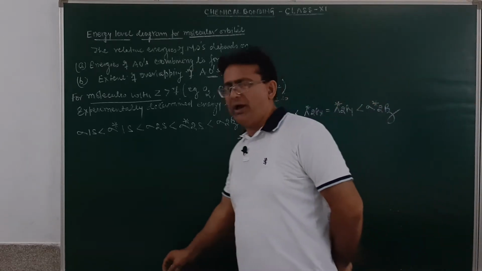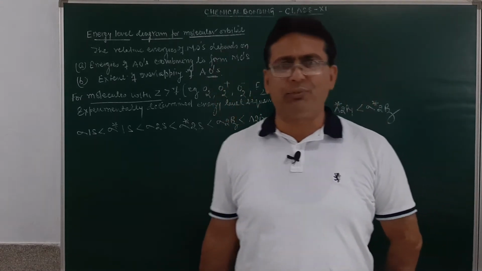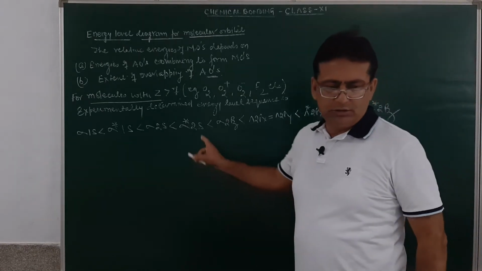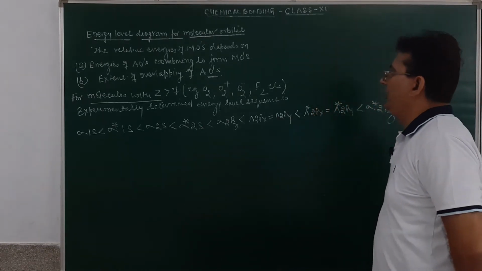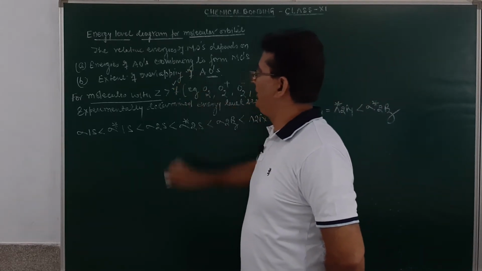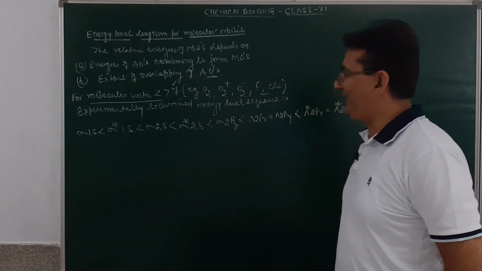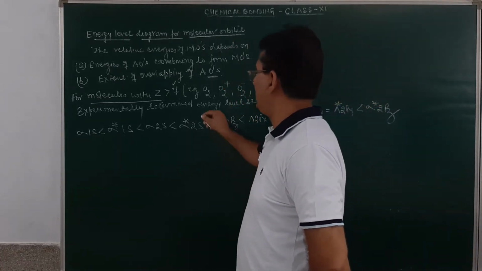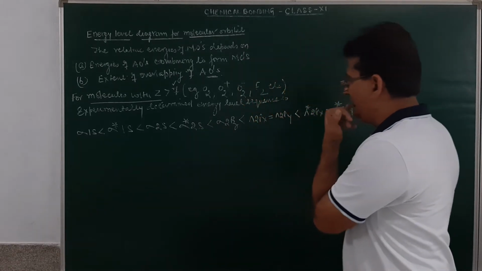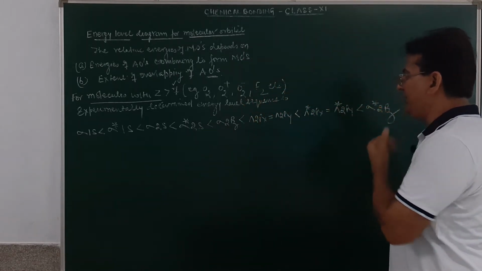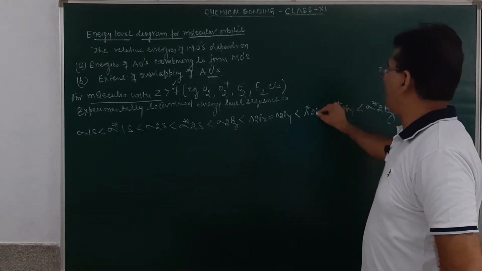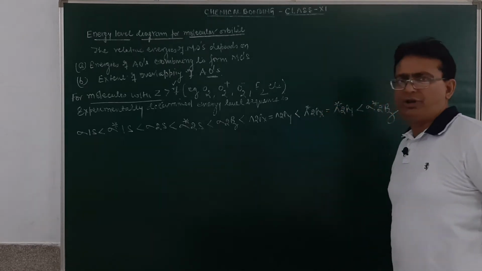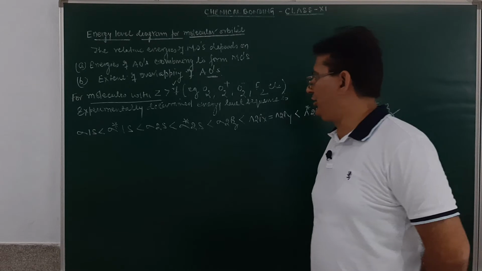So when the electrons are to be distributed in various molecular orbitals, this is the energy level sequence for molecules where the atomic number is greater than 7. Sigma 1s is less than anti-bonding sigma 1s. Sigma 2s is less than sigma anti-bonding 2s. Sigma 2pz is less than pi 2px, equivalent to pi 2py, which is less than pi anti-bonding 2px and pi anti-bonding 2py, which is less than sigma anti-bonding 2pz molecular orbital.